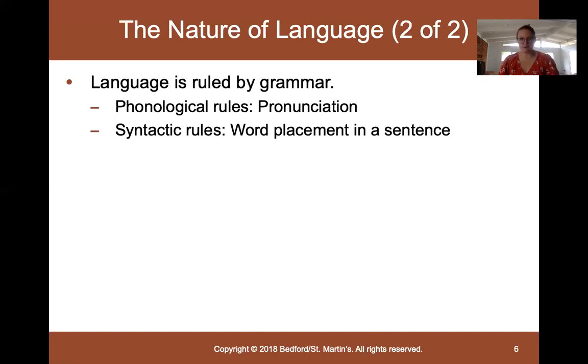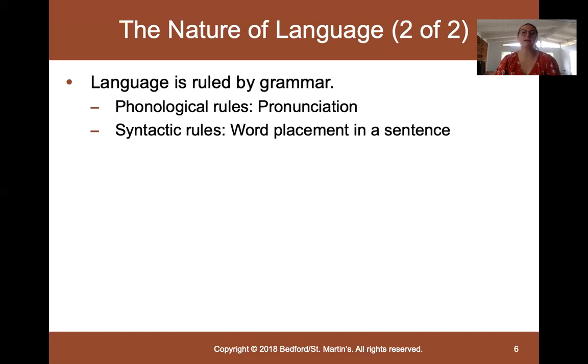Obviously, our language has to have grammar. Our language has to have a set of rules which we all adhere to, so that way we can communicate clearly and effectively, right? So we have phonological rules like pronunciation, the way we pronounce words, and those vary by region, right? We don't pronounce things the same way here that we do in London, right?